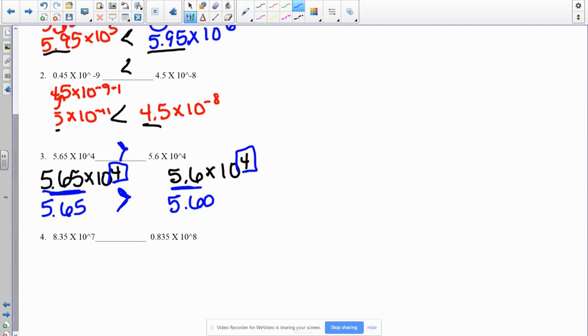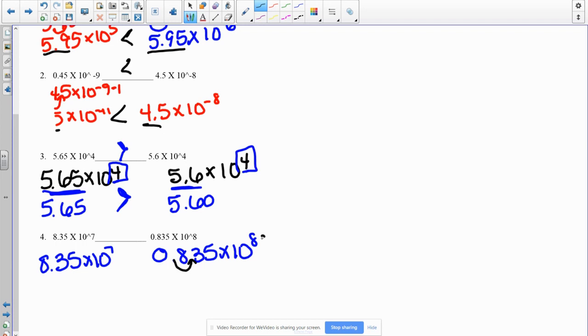Okay, and the last problem of these. Notice that this one's already in perfect scientific notation, so I don't have to do anything fancy. I'm going to go with this side, and it's not, so I'm going to work at changing this to correct scientific notation. So I'm going to move the decimal over once to the right, which means that I'm going to subtract 1.